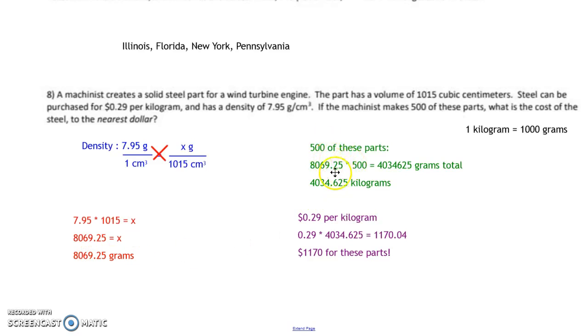So I multiply the weight of one part times 500 and I get this total. This is the total number of grams. Well, if you didn't know, a kilogram, which is what we're talking about here, 0.29 or 29 cents per kilogram, a kilogram is 1,000 grams, which means I got to take this number and divide it by 1,000 to get the number of kilograms. This is something that I should have mentioned in class. And then last but not least, we have the price per kilogram. Well, if this much money per kilogram, then I got to multiply that times the number of kilograms. And then I get $1,170 rounded to the nearest dollar.